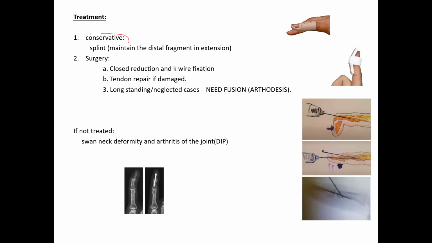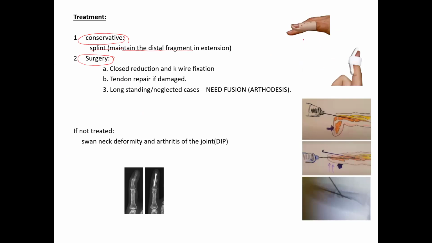So we can manage it conservatively. We may need to do surgery sometimes. So what is the main thing used for management? It is a splint. So we need to splint so that the distal fragment remains in extension.